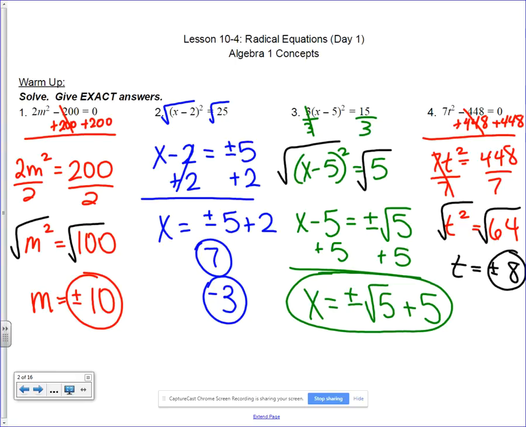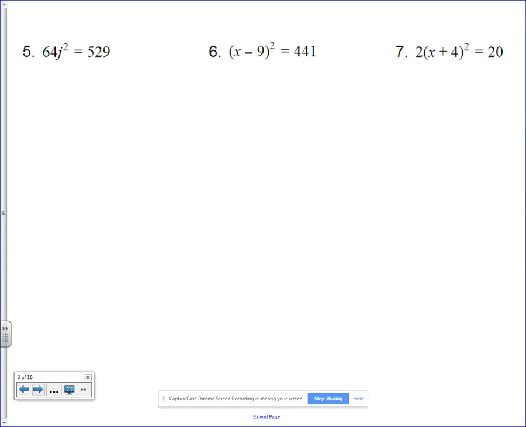Wonderful. Is that all ringing a bell to you, folks? Any questions on that first row? No? You sure? Okay, let's go to the next row. What do you think about number 5 here?